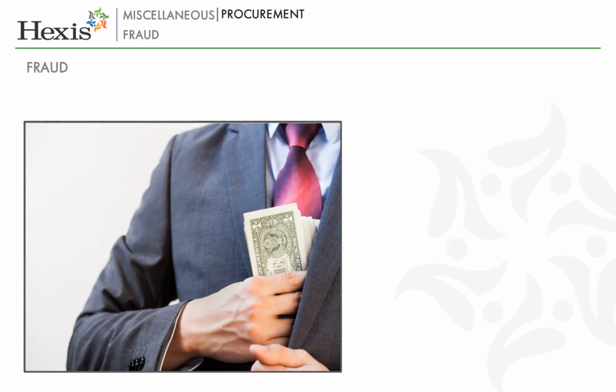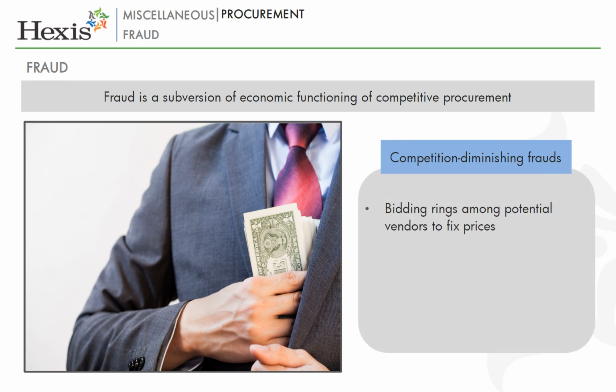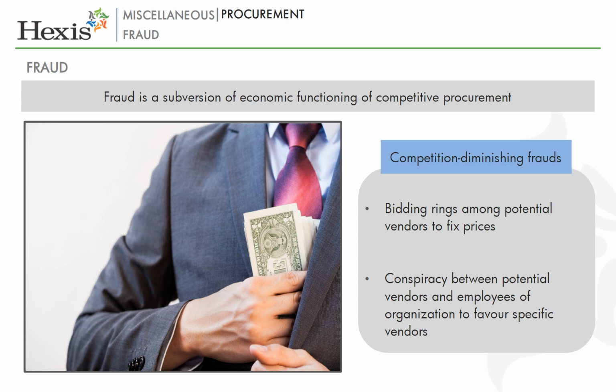Now we will understand how frauds can occur in competitive procurement and how to deal with it. Fraud may be interpreted as a subversion of the smooth economic functioning of procurement processes, especially their competitive elements. Examples of competition diminishing fraud include bidding rings among potential vendors to fix prices and collusion between potential vendors and employees of a procuring organization to favor specific vendors.